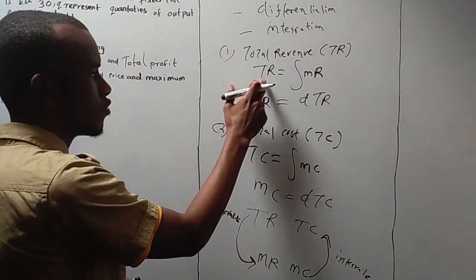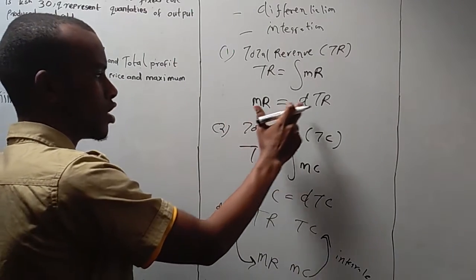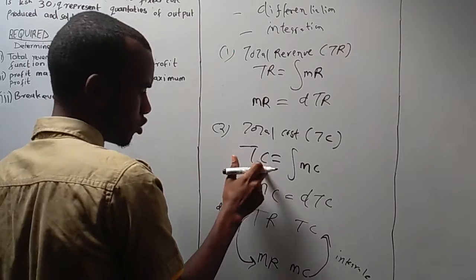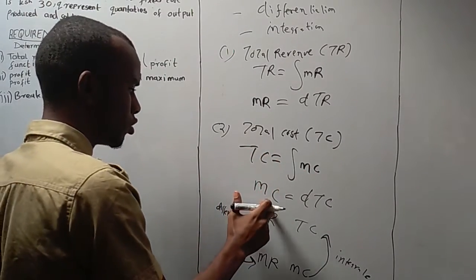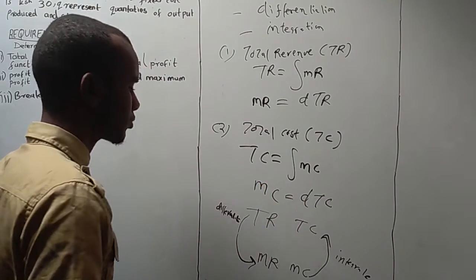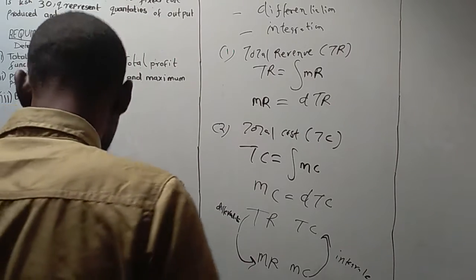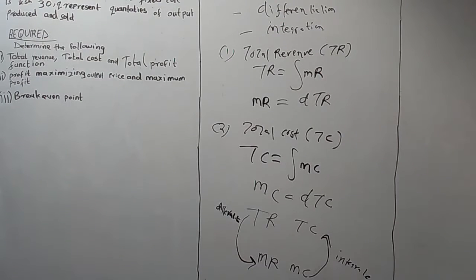That's why we say the total revenue is equal to the integral of marginal revenue, and the marginal revenue is equal to the differentiation of the total revenue. The same goes with total cost. Total cost is equal to the integral of the marginal cost, while marginal cost is equal to the differentiation of the total cost. Now, I'd like to look at a simple illustration here on the board. Then we see how we can apply it.